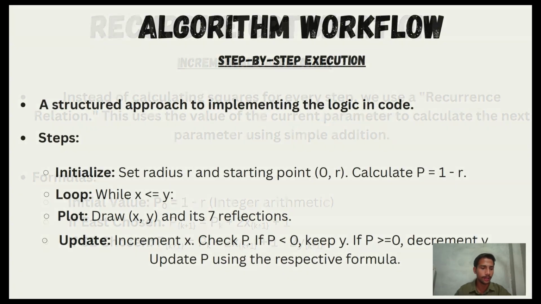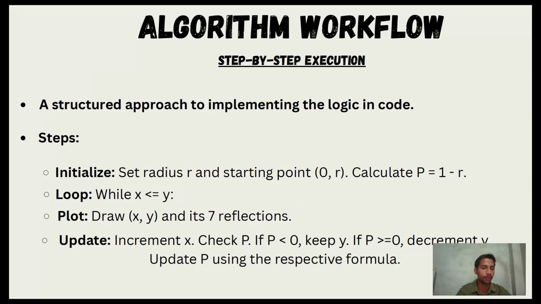Moving on to the next slide, which is algorithm workflow. Let's put it all together into the workflow. Step 1. We set our radius r, start at point 0, r, and calculate our first decision parameter, which is p equal to 1 minus r. Step 2. We enter a loop. We keep going as long as our x value is less than or equal to our y value.